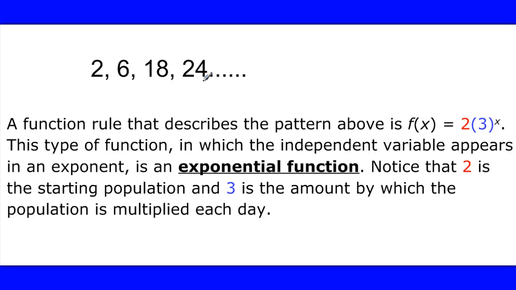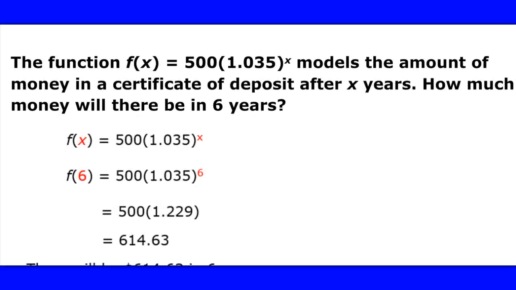So a rule that describes this is f of x is equal to your first term, which is 2, then what your common ratio is, which in this case was ×3, ×3, ×3, and then x, your variable, represents the number of times that happens. This is called an exponential function, and the reason it's called exponential function is because the x is an exponent. Unlike quadratics where the x is squared, or linear where the x is just plain right in line with everything else, this is exponential.